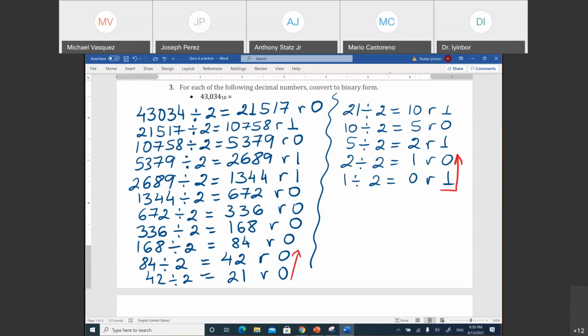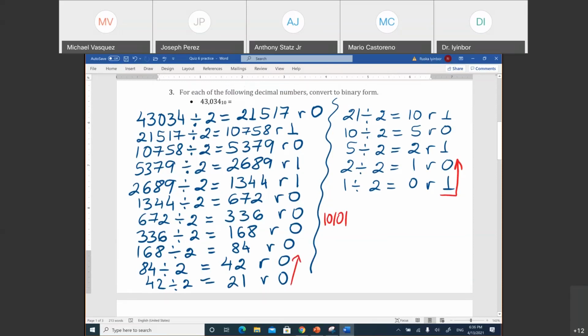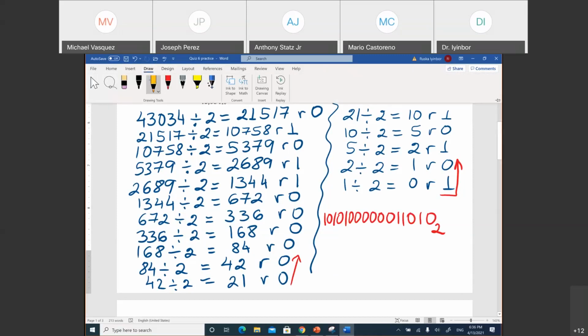So my binary number is 1, 0, 1, 0, 1, 1, 0, 1, 0, 1. And then I continue down here. 1, 2, 3, 4, 5, 6 zeros. And then I have 1, 1, 0, 1, 0. This is my binary number. It's a huge number because we have 43,000. Okay, so this is my answer.